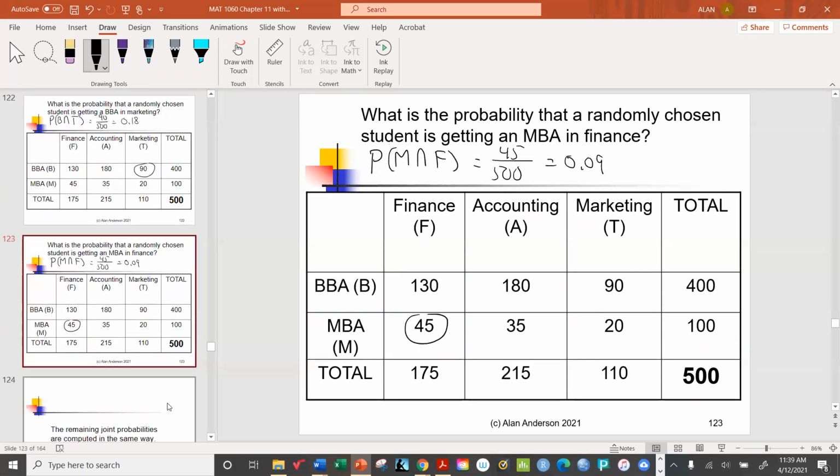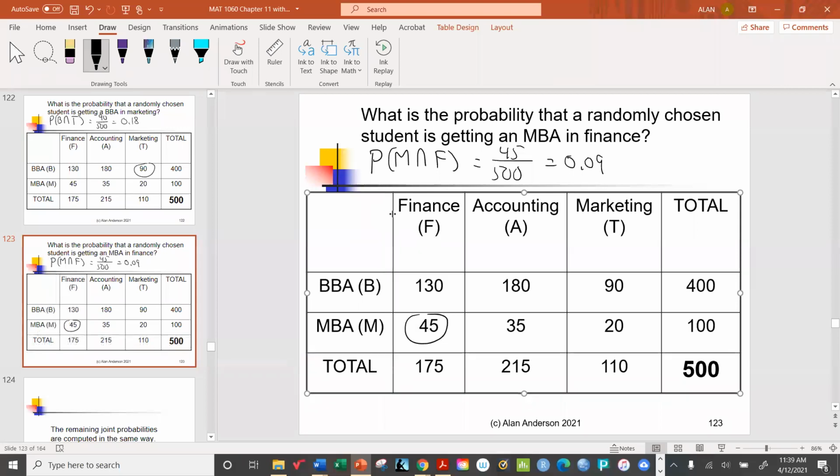What are we looking for? We're looking for all the MBA students in the second row who are also majoring in finance. And that means 45 out of a total of 500, which is 9%.